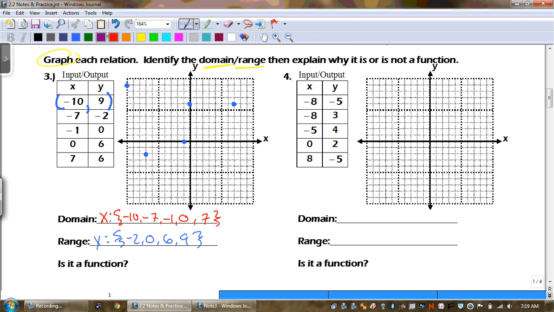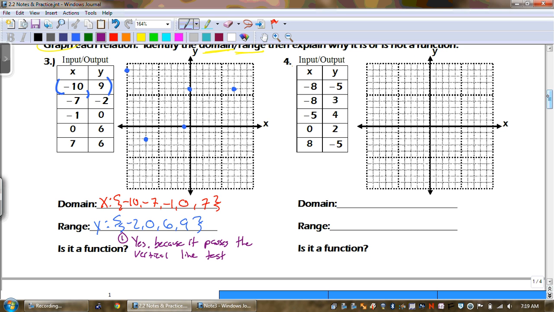So, is this a function? Well, yes, it's a function. And the reason it is because it passes the vertical line test. Okay, that's one reason it passes. And there's a second reason why it passes too. And the reason why it passes again is because no points are on top of each other.